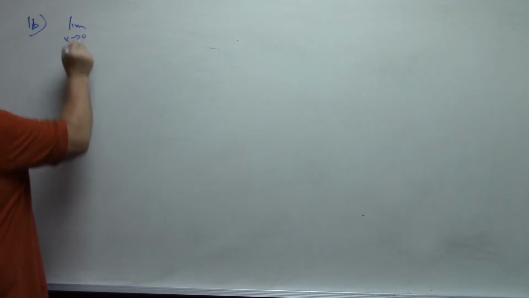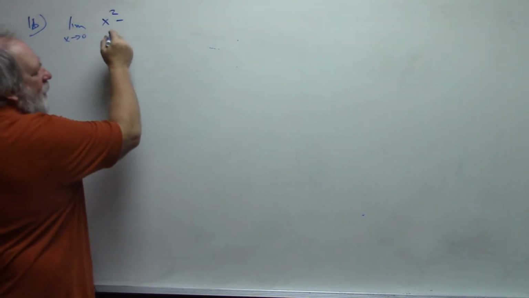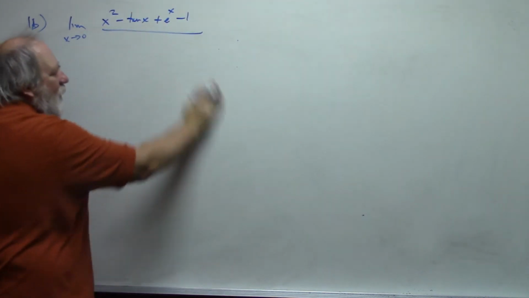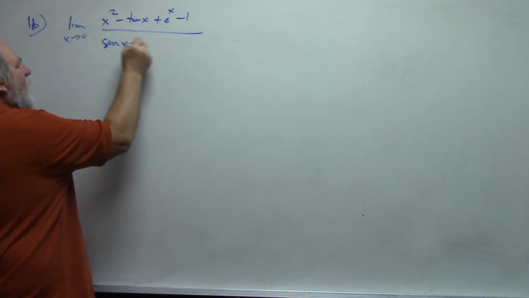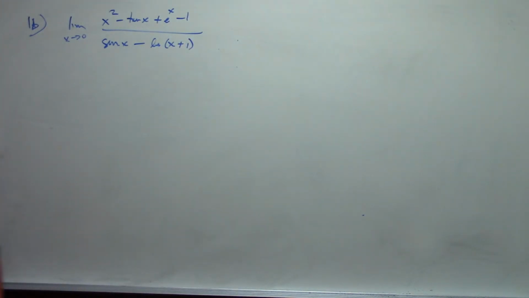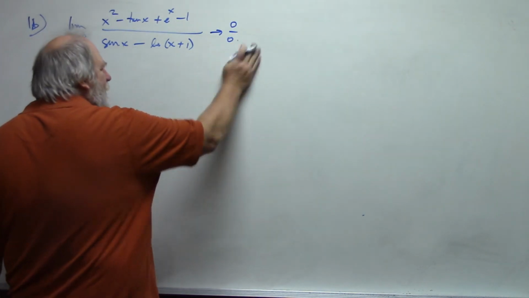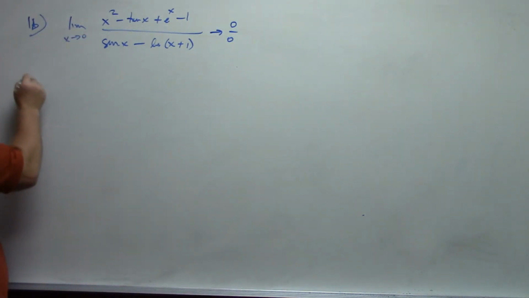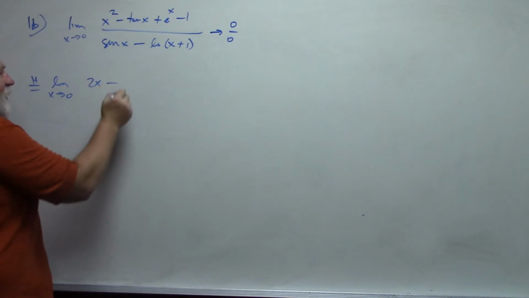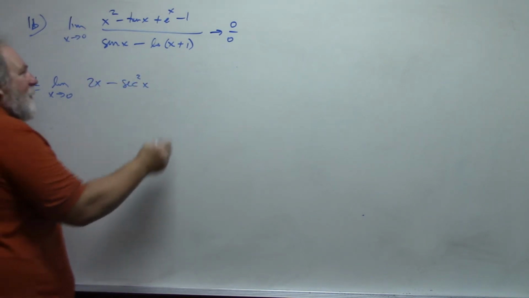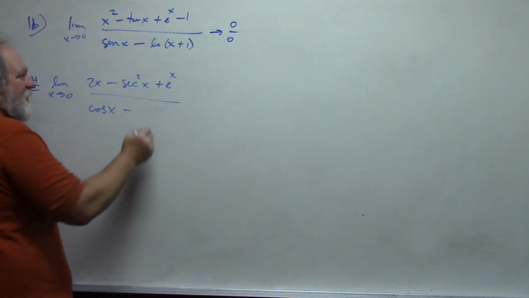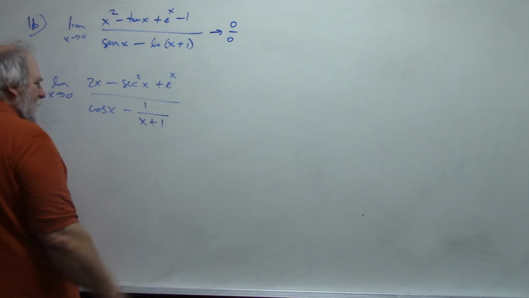The limit as x approaches 0 of x squared minus tangent of x plus e to the x minus 1 over sine of x minus the natural log of x plus 1. And as x approaches 0, this approaches 0 over 0. It's indeterminate. I will use L'Hopital, taking the derivative: 2x minus secant squared of x plus e to the x over cosine of x minus 1 over x plus 1 times 1.